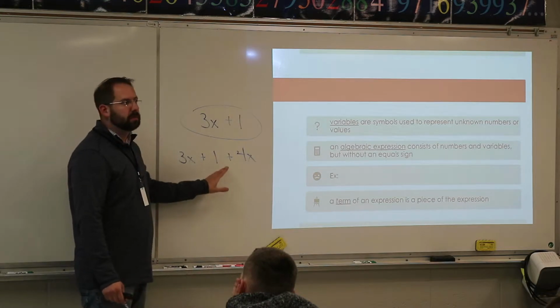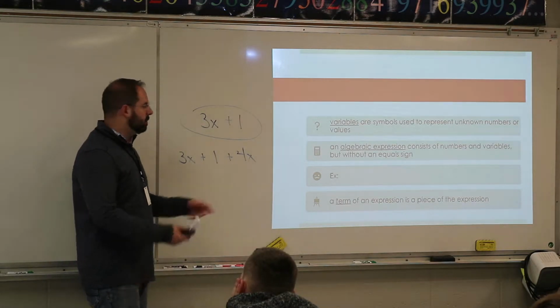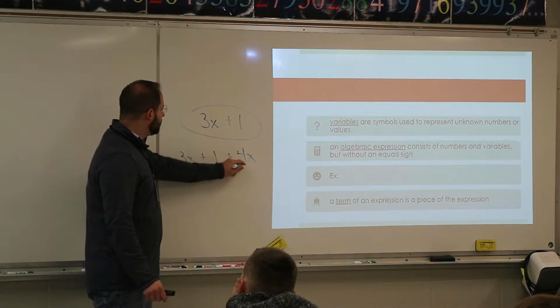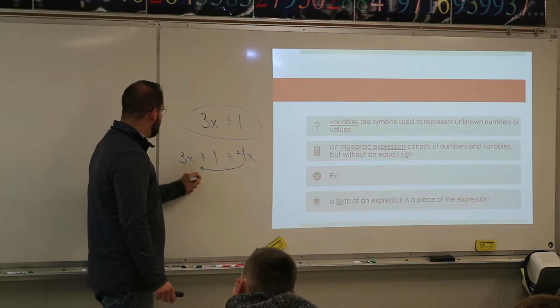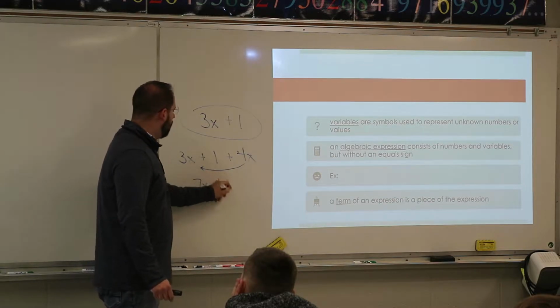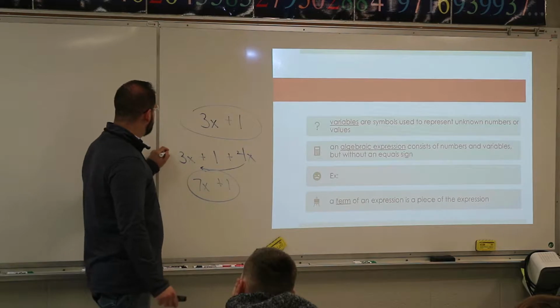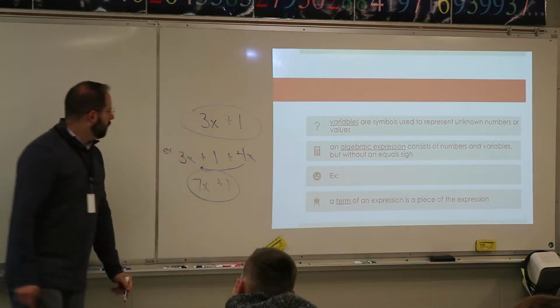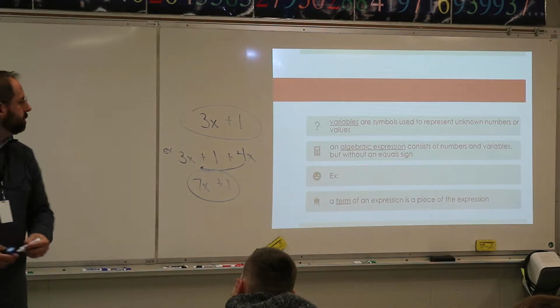This is an example of an expression. This is also an expression, but we can simplify it. You don't solve it, you just simplify it. So if you want to know what this answer is, you move the 4x over here and add them together. That's 7 x's and a 1. That's the final answer on that. Pretty weird example.